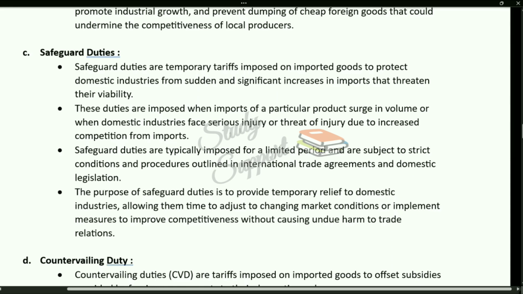The purpose of safeguard duties is to provide temporary relief to domestic industries, allowing them time to adjust to changing market conditions or implement measures to improve competitiveness without causing undue harm to trade relations.